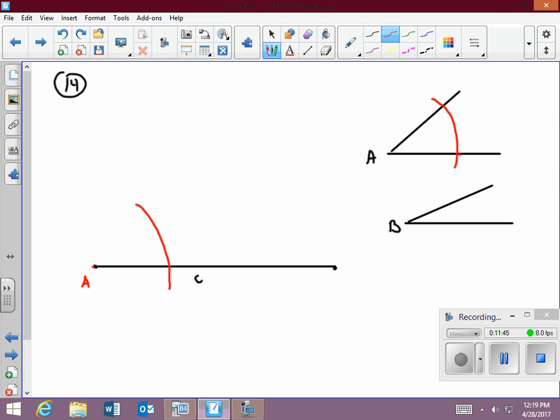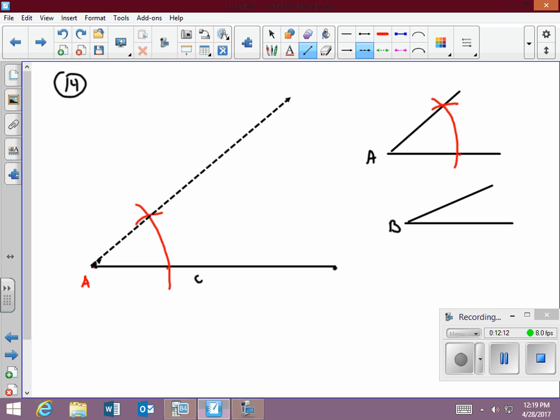Then I'm going to put a point right here, swing an arc up here, and do the same thing here, swing an arc. And then I'm going to draw just draw a ray through there. And then I'll call this A prime. Angle A prime is congruent to angle A by construction.